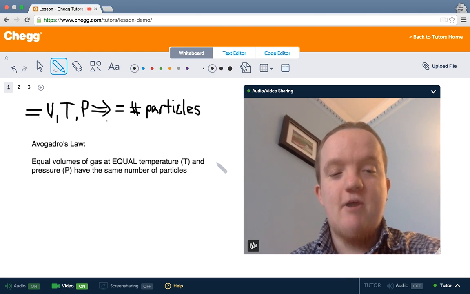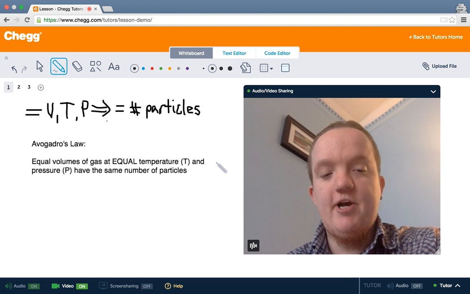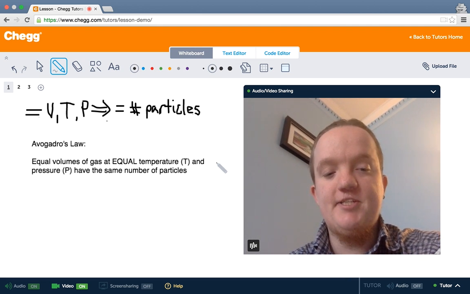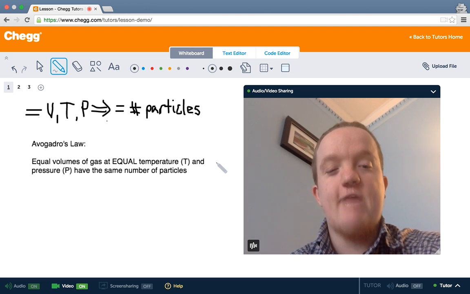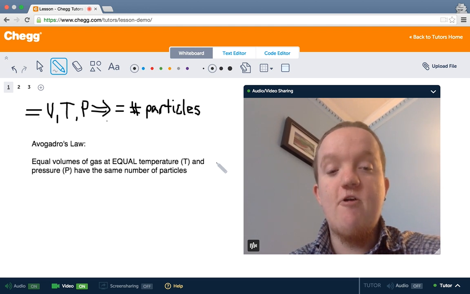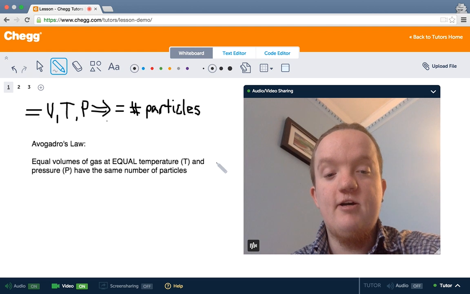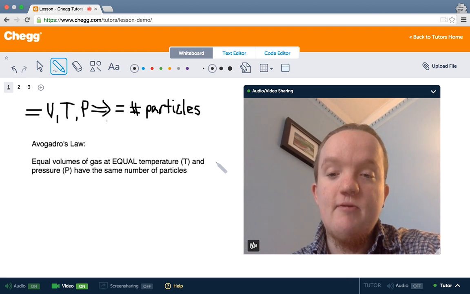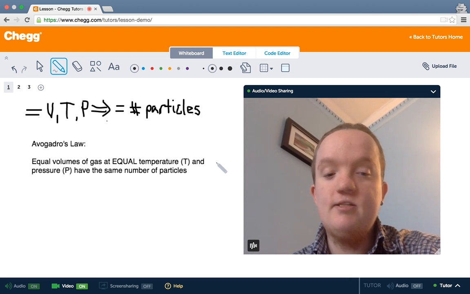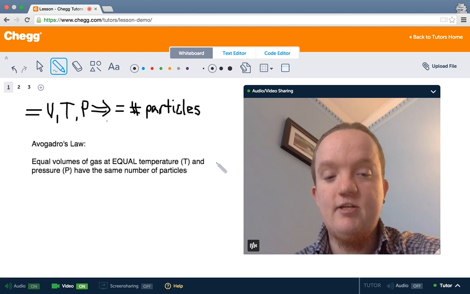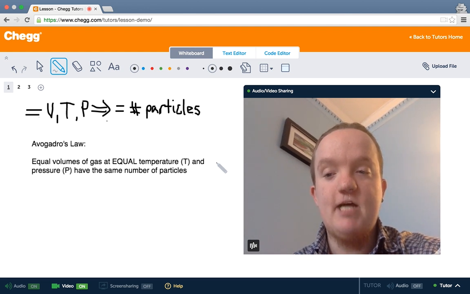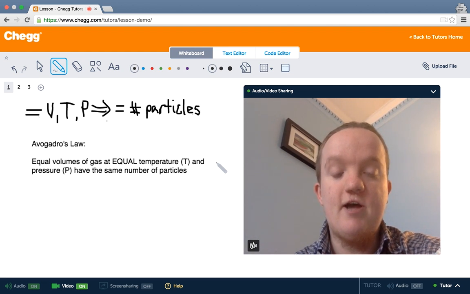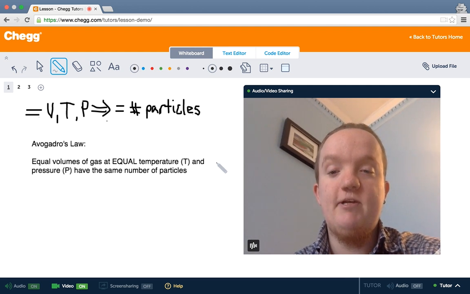Today I want to talk to you about Avogadro's law, something formulated in the early 1800s that took a long time to be accepted, but is now very useful for chemistry problems. Very simply, Avogadro's law might seem intuitive. It says if you have two gases, say hydrogen and oxygen, H2 and O2, and they're at the same temperature and pressure, and they have the same volume, there's going to be the same number of particles.